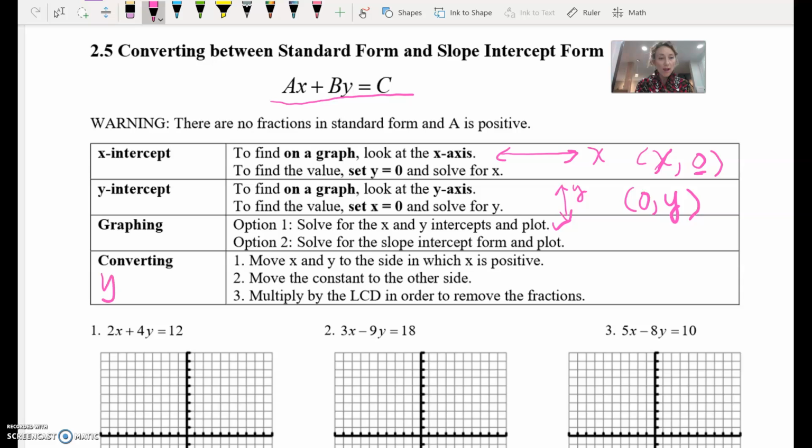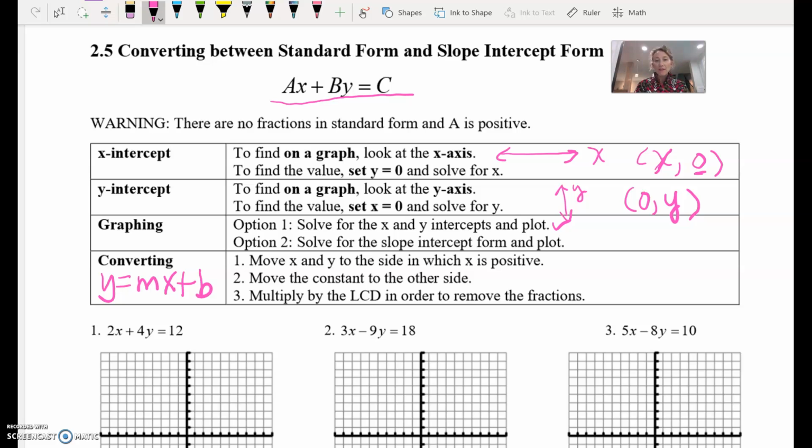Converting to y equals mx plus b: you move the x to the other side, and then you're going to divide everything by b. But if you are converting it into standard form, then you're going to move the slope term with x to the other side, and you're going to multiply everything by any denominator so that there are no fractions. If when you did that the slope was negative, you'll just multiply by a negative number.